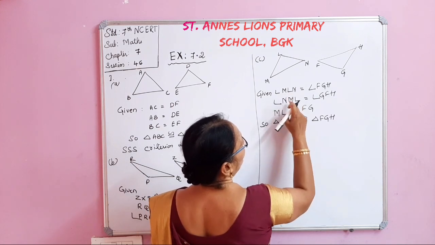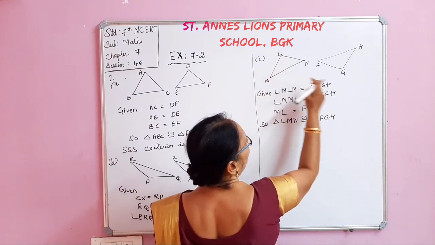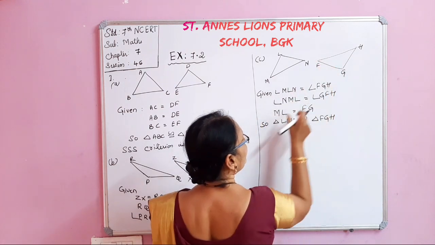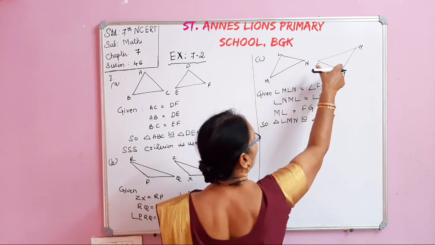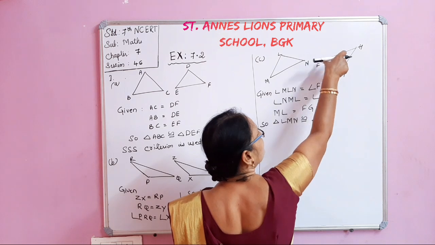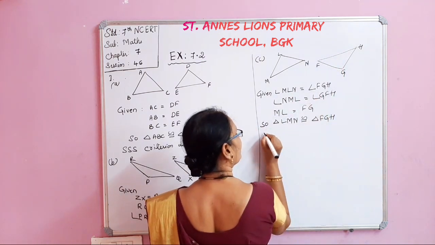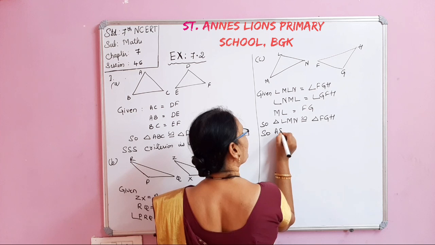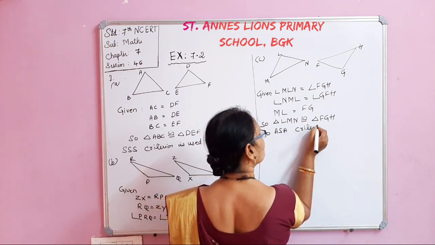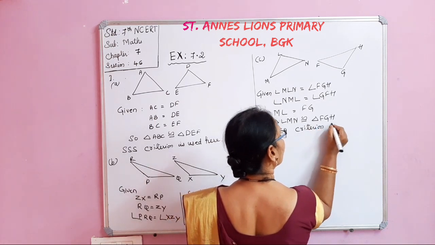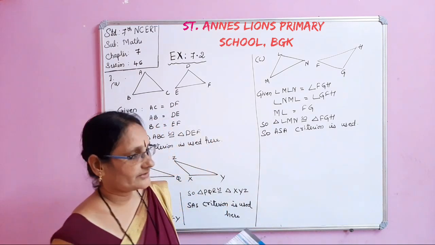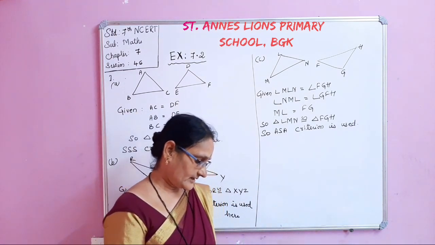Two angles L and M are equal to G and F, and side ML is equal to FG. Two angles and the included side. That means here, which criteria? ASA criterion is used. This is what, which criterion is used, we have to write there.